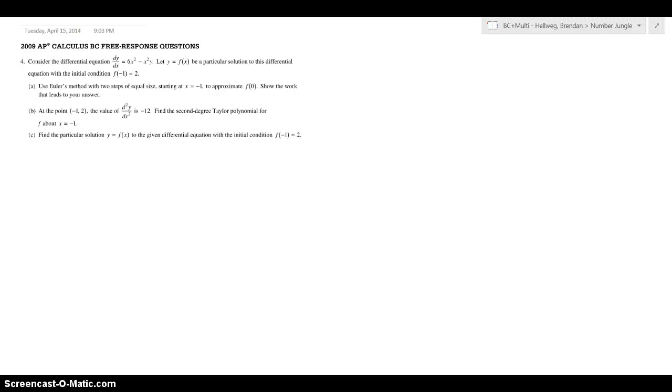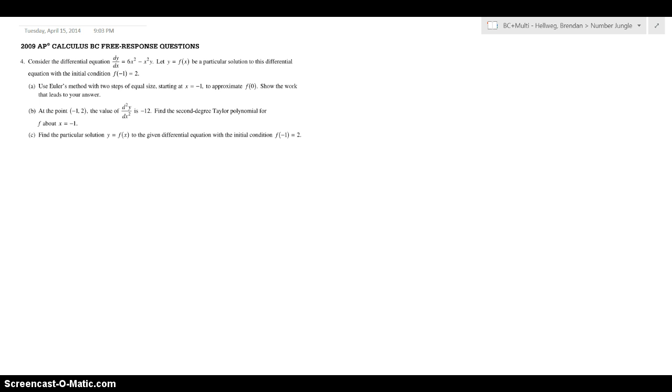Hey scholars, so today we're going to be getting back to 2009 for the AP Calculus BC free response questions, and we're going to be doing number 4, which involves differential equations, Euler's method, separation of variables, and Taylor polynomials. So we're going to start with A, and I'm just going to refresh you on what Euler's method is.